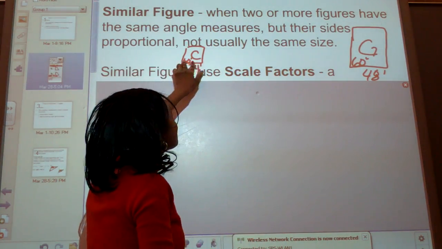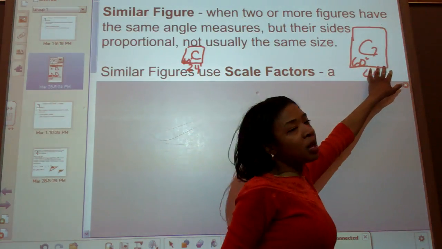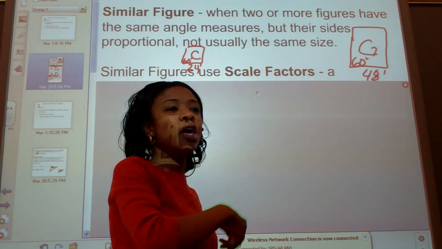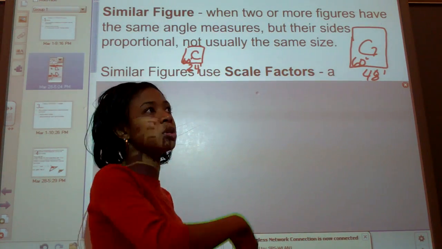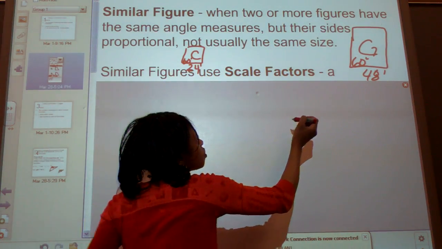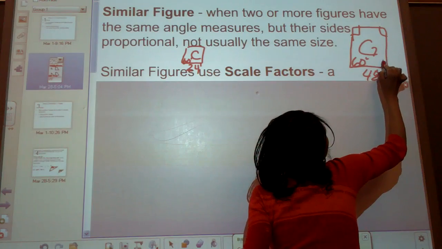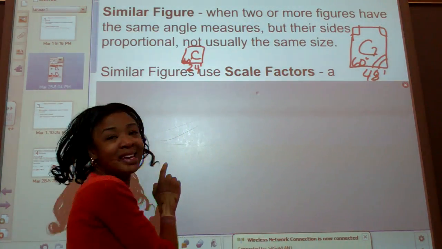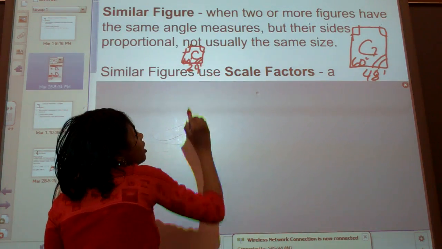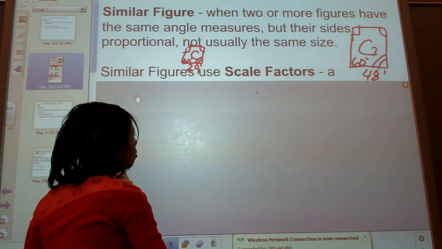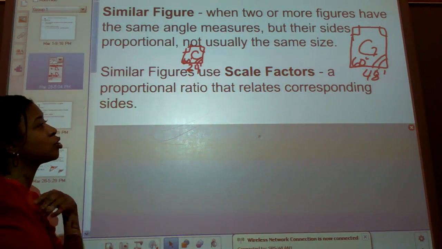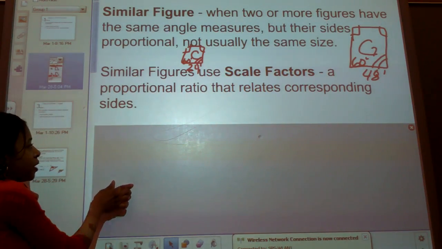I'll say that again. The side lengths, the length and the width, are proportional. It's 3 times bigger, 18 times bigger, 11 times bigger. Those have to be proportional. But the interior angles, all of the angles, must be exactly the same measure. It doesn't matter the size. These will always be exactly the same measure. All right, scale factors. Similar figures use scale factors, a proportional ratio that relates corresponding sides.